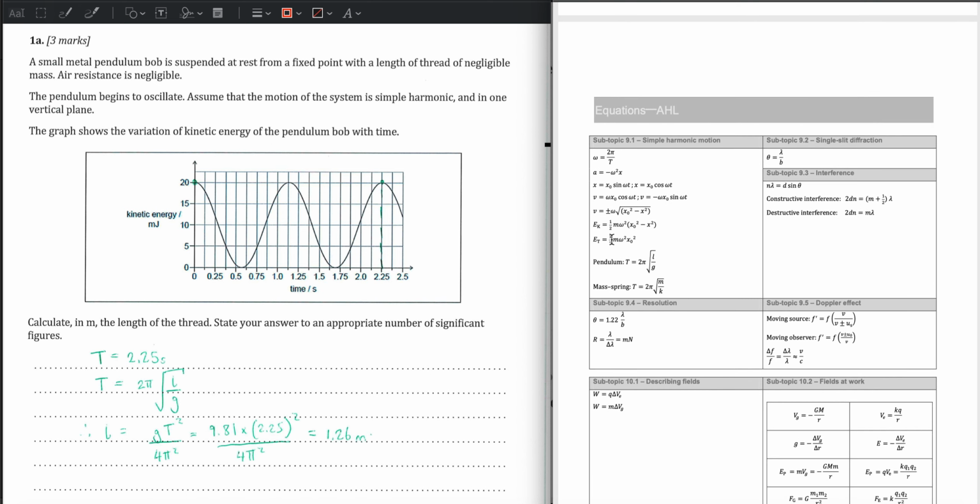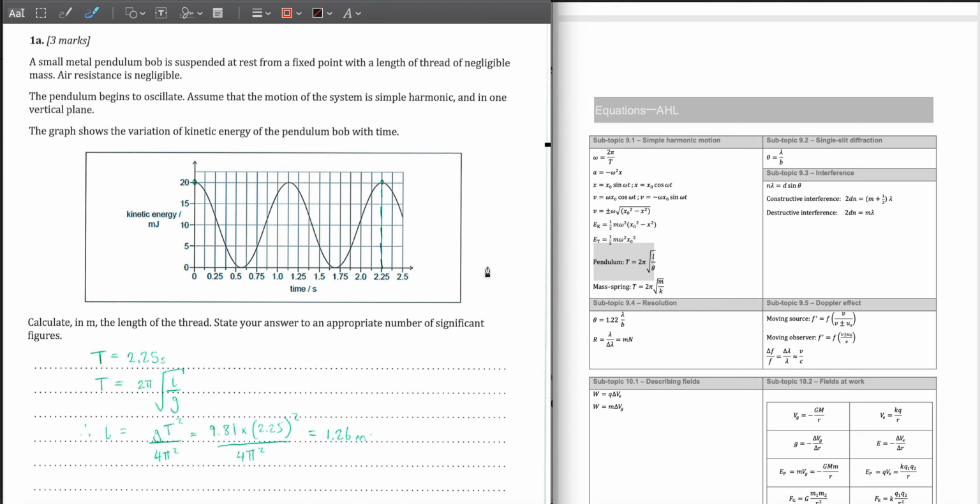You can see there we've got the subject of the pendulum, and so we're going to use our equation, which is T equal to 2π times the square root of L divided by g. We're going to assume here that g is 9.81. Now in order to do this, we know g. We need to identify T, and we're going to use our graph, which we're given, in order to do so.